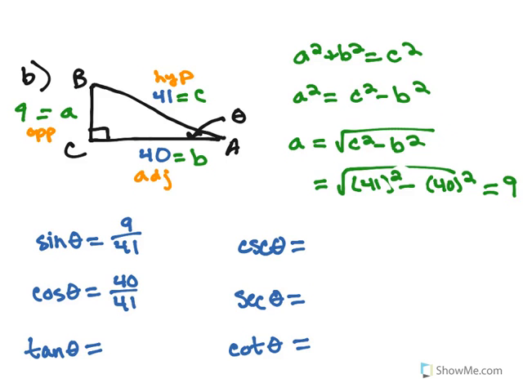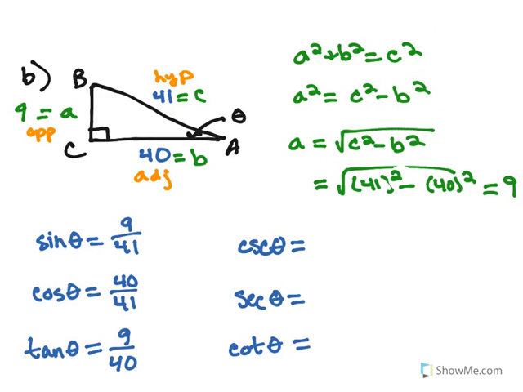Can I reduce these fractions? I can't, but if I didn't know for sure, I could always type the fraction into my calculator and use the math function to turn it into a fraction and see if it gives me a reduced fraction or not. But these are not going to reduce. These are not simplifiable. Okay, tangent is the TOA, opposite over adjacent. My opposite is 9. My adjacent is 40. Again, that will not simplify.